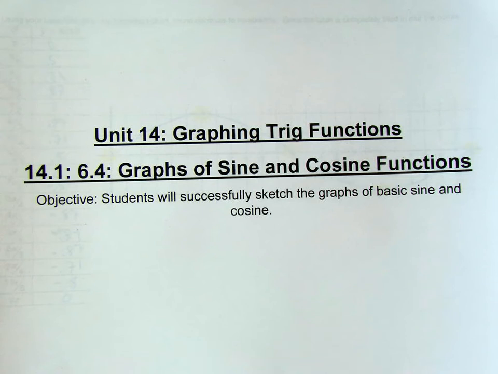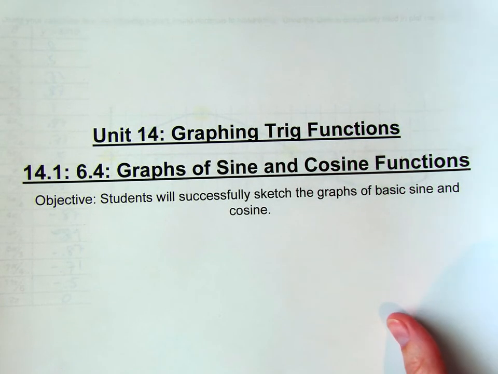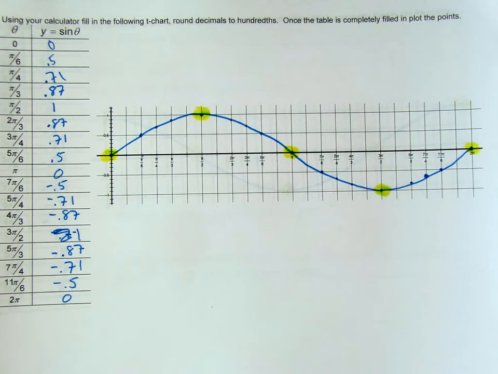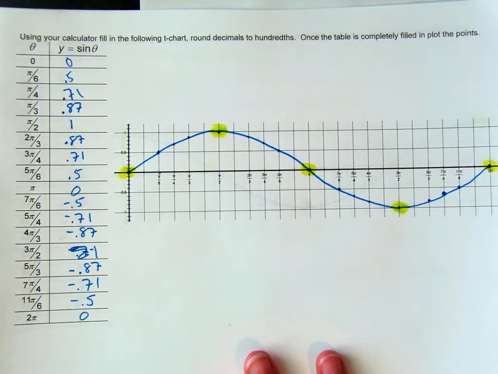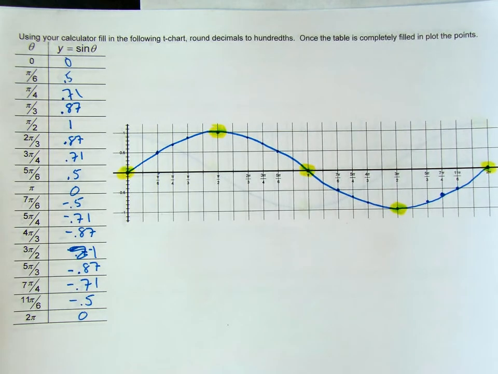Okay, we are in Unit 14, Graphing Trig Functions, Section 14.1, Chapter 6.4 in your textbooks, Graphs of Sine and Cosine Functions. Our objective is students will successfully sketch the graphs of basic sine and cosine. Yesterday I posted videos of me completing this. This is the sine curve.